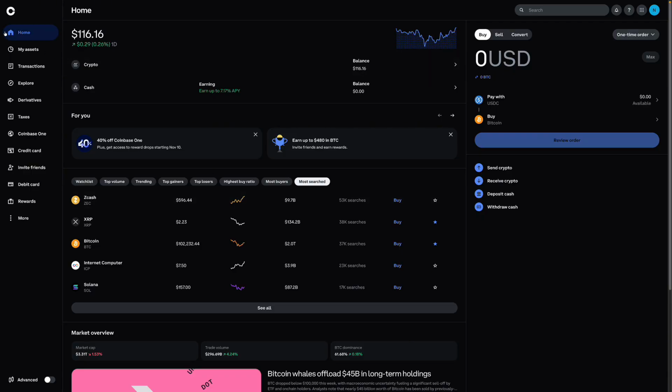So we can see all these different tabs, right? We can see my assets, transactions, explore, and of course the list goes on, and the newly announced Coinbase One credit card. I did do a video on that. Go check it out. I'm comparing it against the Gemini credit card.